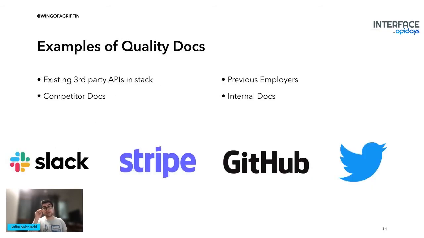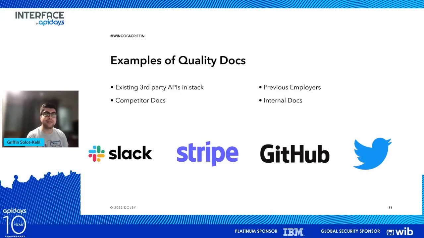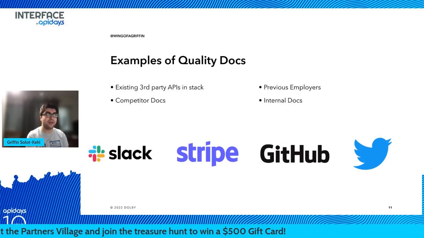Examples of quality docs. So this is the area that I like talking about, taking advantage of other things that you're already using. So if you're using existing third-party APIs in your stack, or if you're taking a look at your previous employers, look at their documentation pages and look at their specification docs and take advantage of what they're doing right and see if you can apply that to your own documentation.